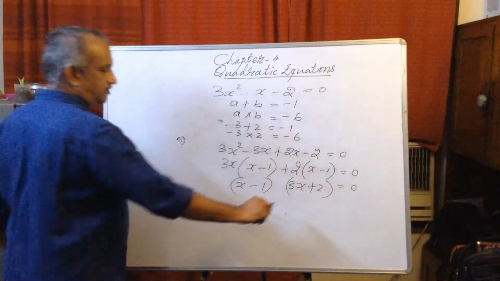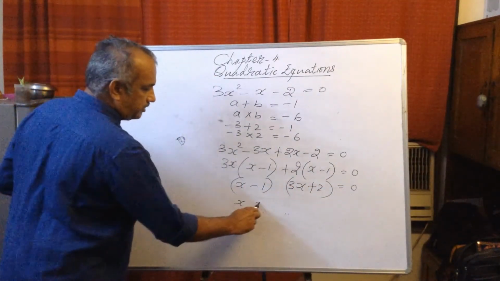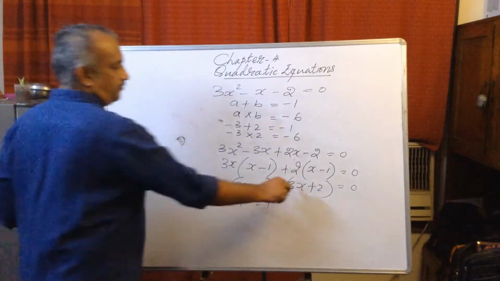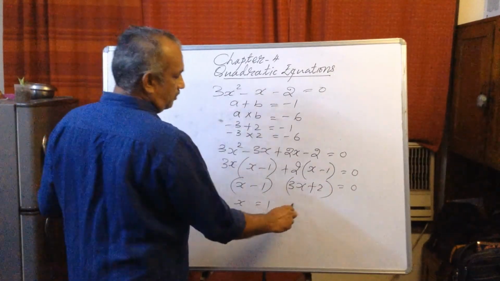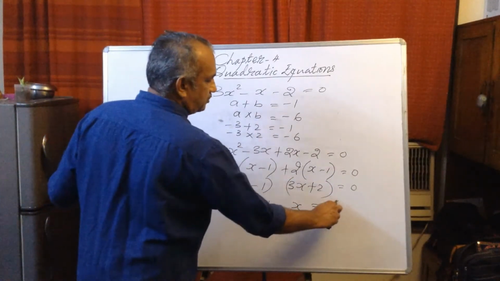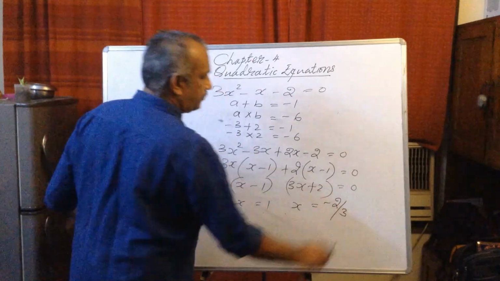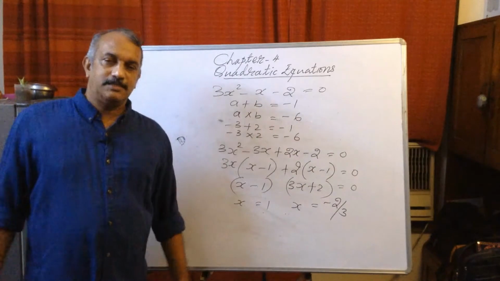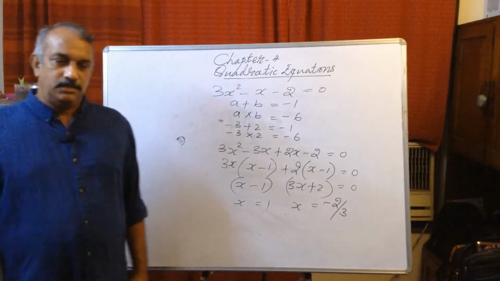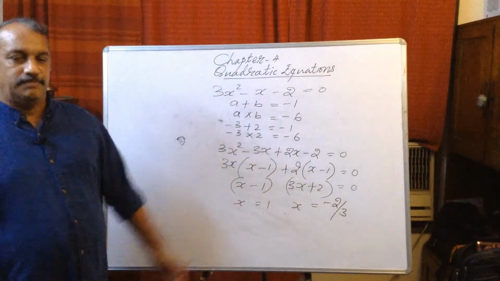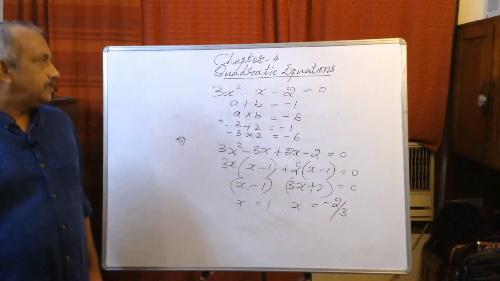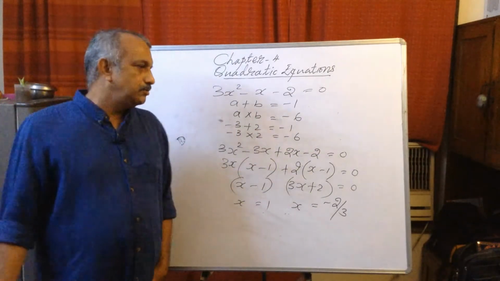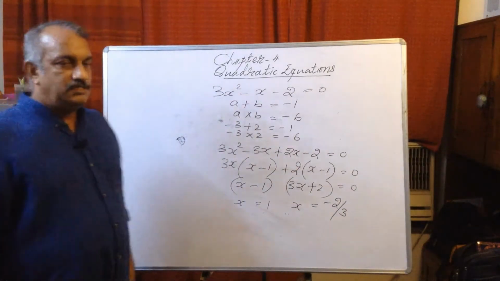Now if x minus 1 is equal to 0, x is equal to 1. If 3x plus 2 is equal to 0, x is equal to minus 2 upon 3. So these are the two zeros. So by factorization we can find the zeros, and this is the method. Now the second one, as I told you, is by completing the squares.